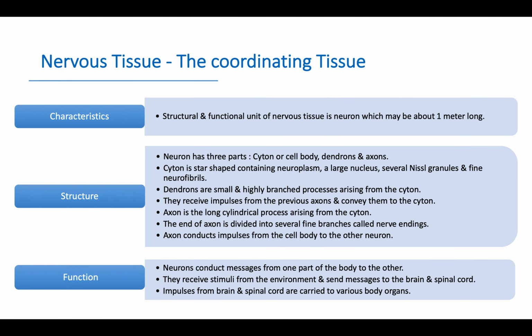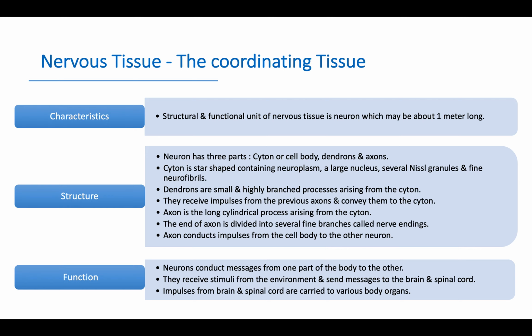Nervous tissue. It is also known as coordinating tissue or conductive tissue. Characteristics of nervous tissue: the structural and functional unit of nervous tissue is the neuron, which may be about 1 meter long. Structure of neuron or nerve cell. Neuron has three parts: cyton or cell body, dendrons, and axon.